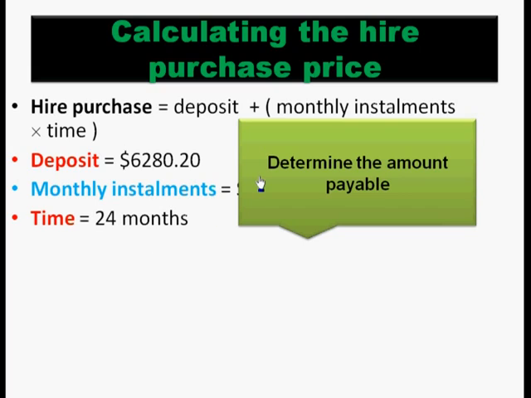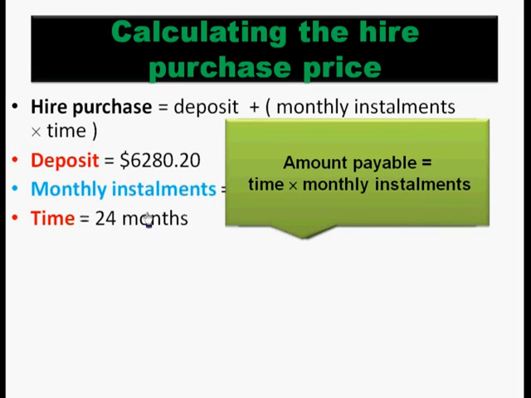Now, what we must determine is the amount payable. And how are we going to determine the amount payable now? The amount payable is equal to time times monthly installments. So basically, as you wrote earlier in your notes, the hire purchase price is equal to the deposit plus the amount payable. And the amount payable is really equal to the time times monthly installments. In other words, the 3,000-something dollars right here multiplied by the 24 months.